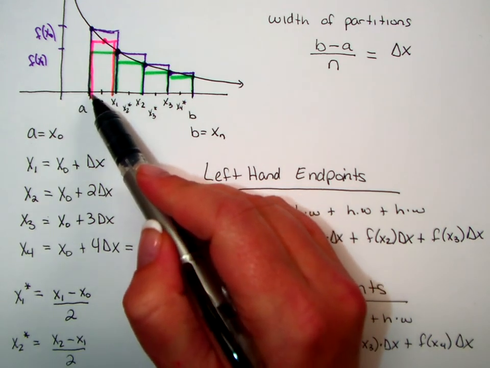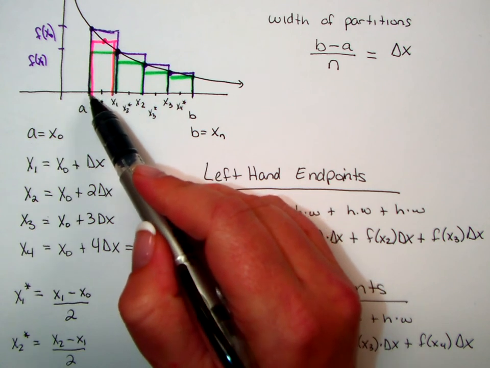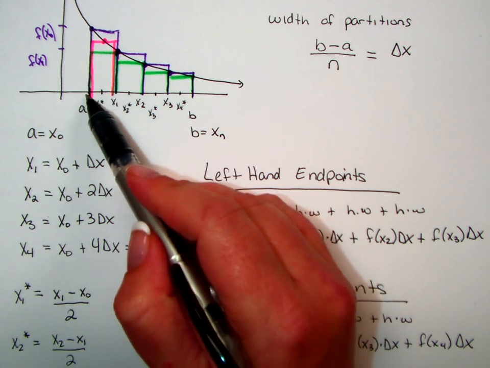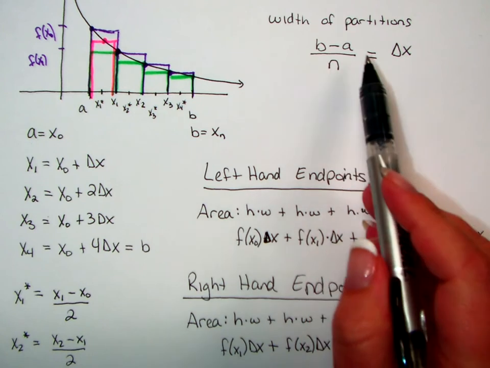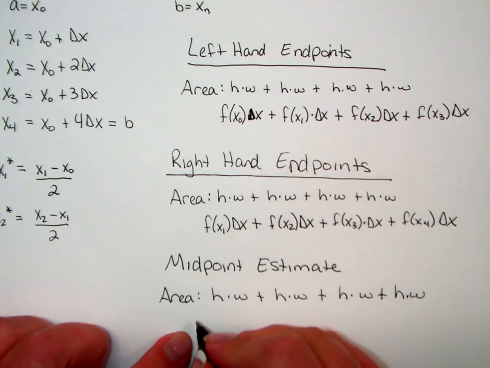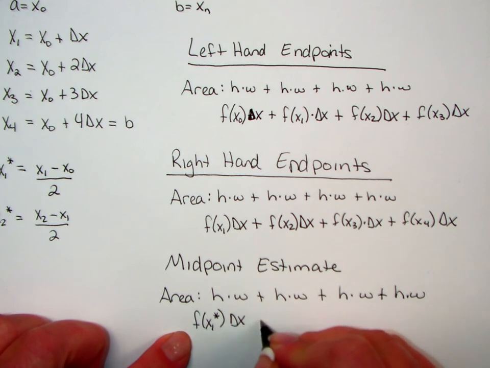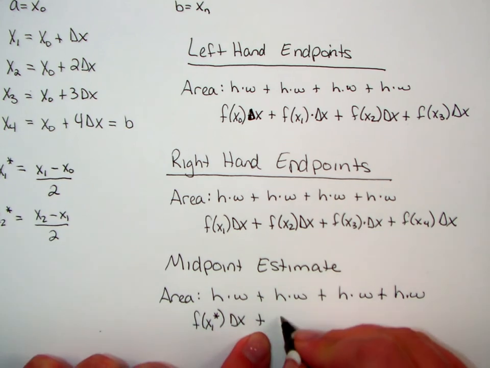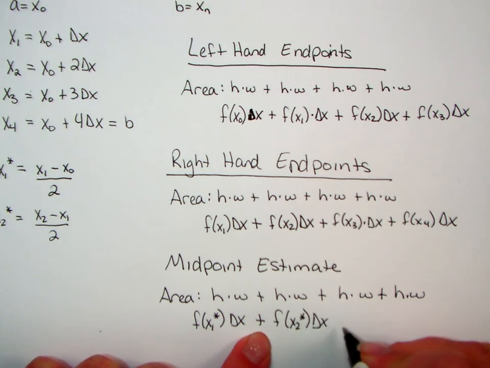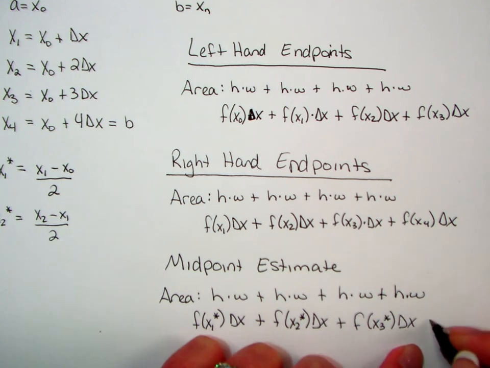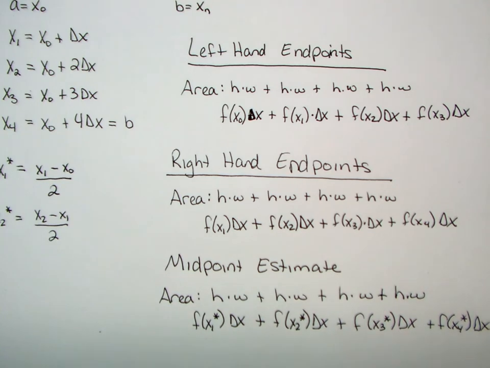The width of this rectangle is still delta x. We're still going from x of 0 to x of 1. So the width is still delta x. So we're going to get f of x of 1 star times delta x, right? And then let me go ahead and fill this out. The second height, x of 2 star times delta x, x of 3 star times delta x, and then x of 4 star times delta x. So we're just using those midpoints.